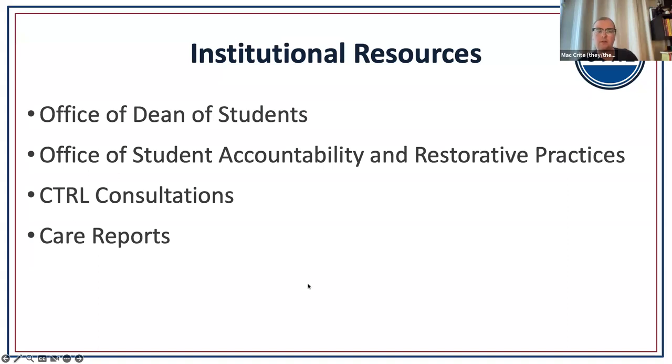So a few resources to share with you all. There is the Office of the Dean of Students that you can go to if you need additional help. Of course, CTRL. We at CTRL love, well, I don't know that we love talking about having difficult conversations, but we're happy to help you map conversations or think about how you might address or frame conversations. There's also the Office of Student Accountability and Restorative Practices that has a few different tools that they can use in case students do stray too far from the conversation or too far from the class and the group. They can be helpful in reaching out to and addressing those particular comments that students make if they are resistant to being called in. And then there's also the care reports that the university offers.